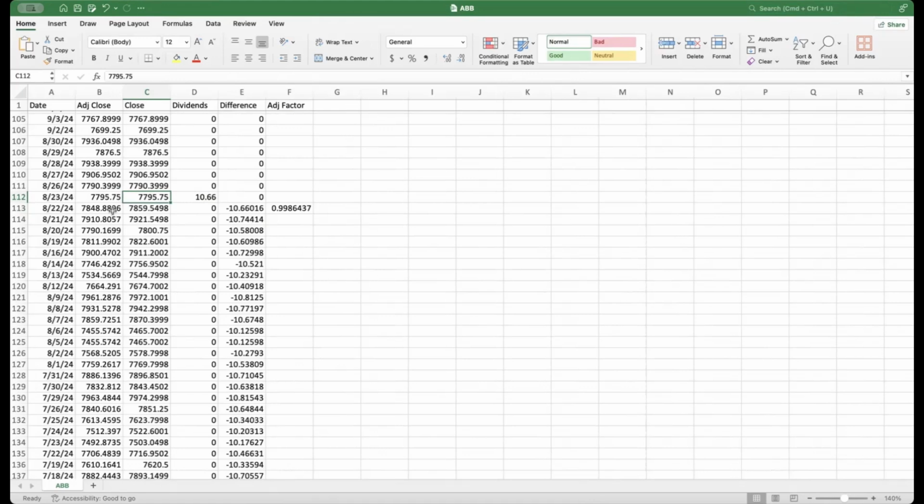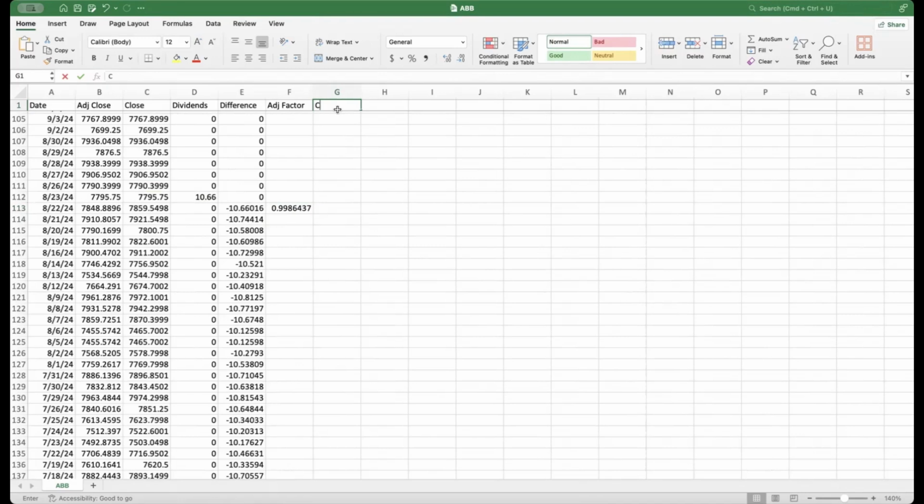Now, the way I'm doing that is through the adjustment factor. When I'm calculating this, what I'm trying to understand is the amount of value that is taken away from the existing price by giving away 10.66. So what we lost is roughly about 0.2%. If I consider this as 99.8%, we're losing a value of about 0.2% from the existing price. So that's what we will multiply with the rest of the prices to adjust the close price.